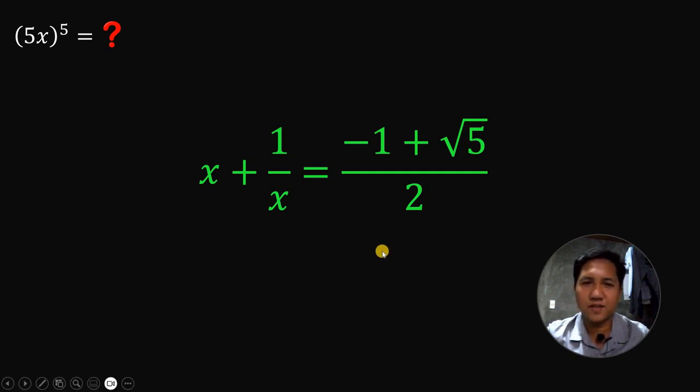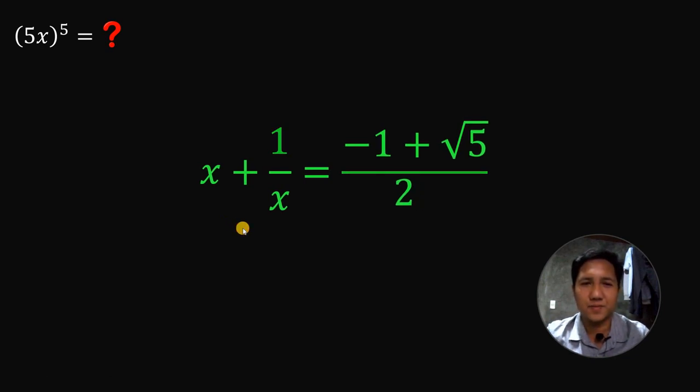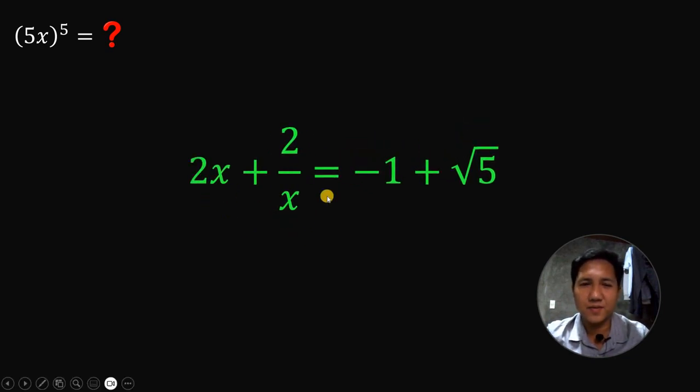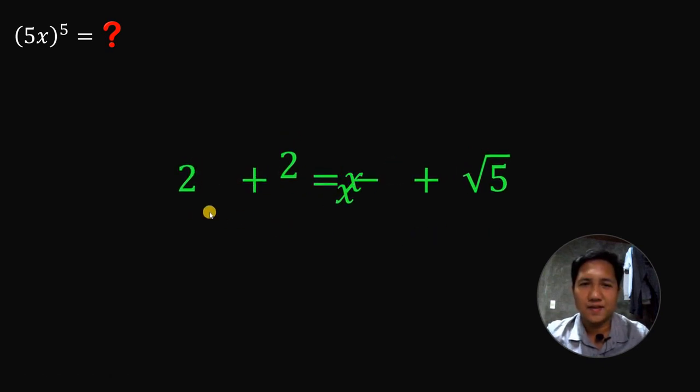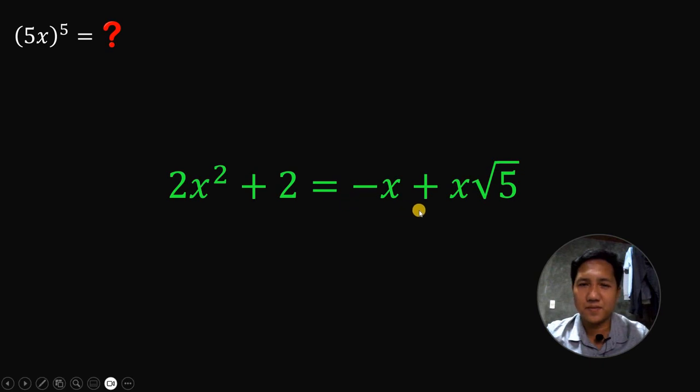Of course, we don't want fractions, so first thing to do is to multiply all terms by 2. If we do that, we get 2x plus 2 over x equals negative 1 plus square root of 5. Now, to get rid of this denominator x, let's multiply all terms by x. This will give us 2x squared plus 2 equals negative x plus x multiplied by square root of 5. Now, we have a term having a radical number, which is square root of 5.